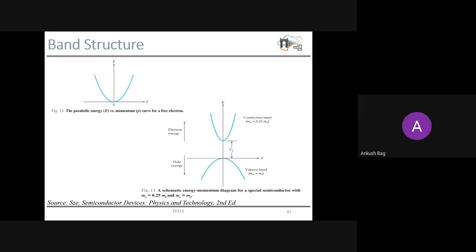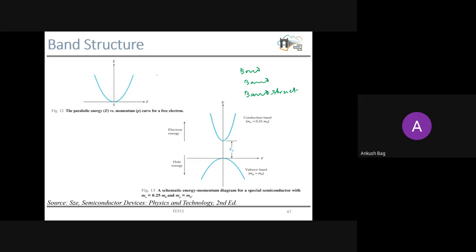Then again, as we started the discussion, all the semiconductor problems can be discussed using the bond model, which we have seen, and we have also discussed the band model, how the bands are forming. Now to discuss this semiconductor problem in more detail, we need the band structure. This is how the band structure looks, and how it is coming. Why does this parabola suddenly come into the picture?